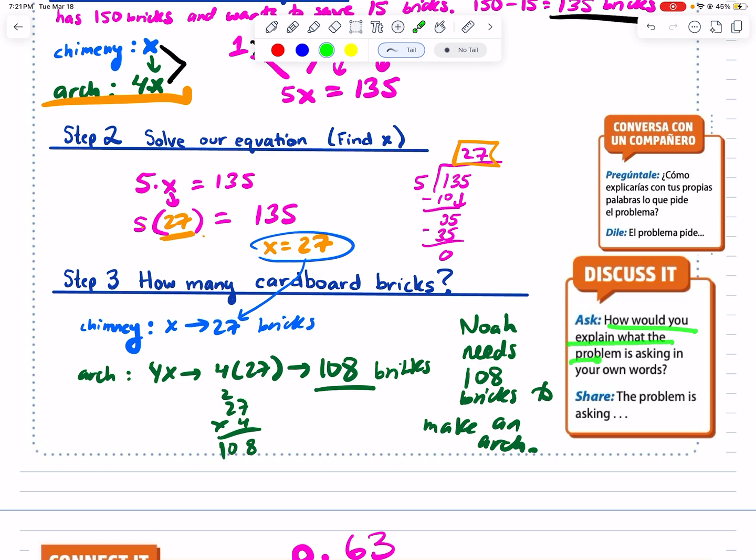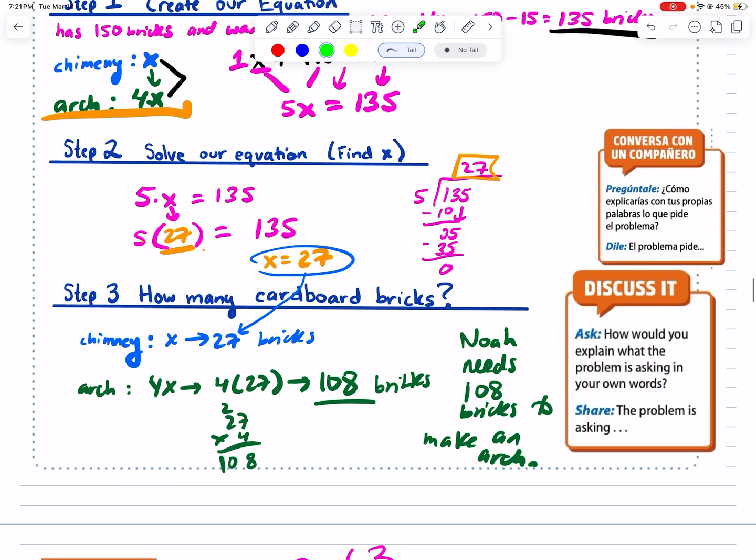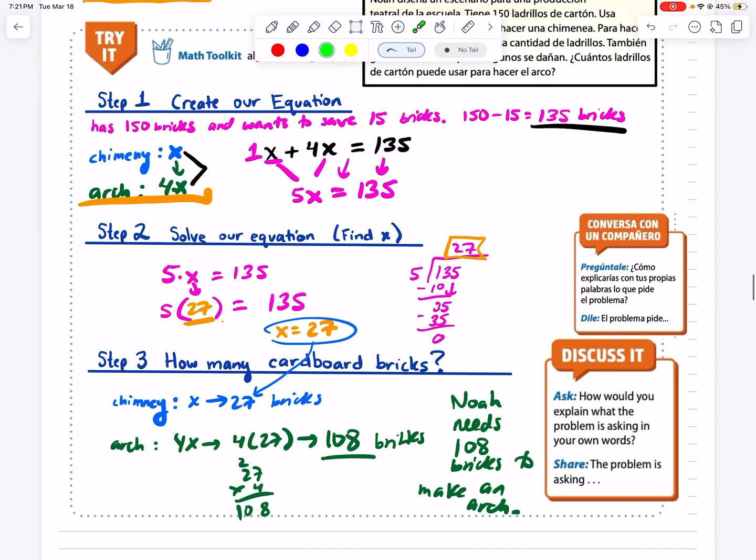How would you explain what the problem is asking in your own words? Pause it to see if you can do this too. The problem is asking, how many bricks do we need to make the arch? We have chimney bricks and arch bricks. So we're making an equation so that we can solve for the amount for the arch. We solve for the x and we plugged it back in to make sure.